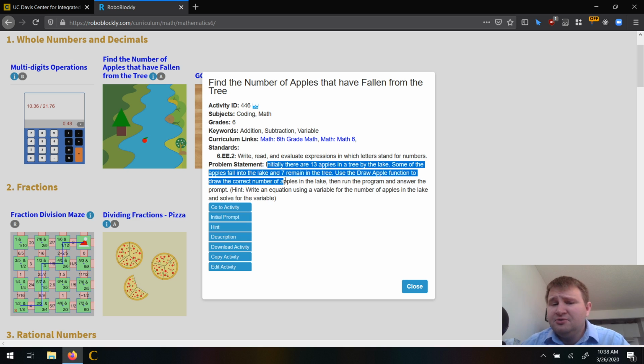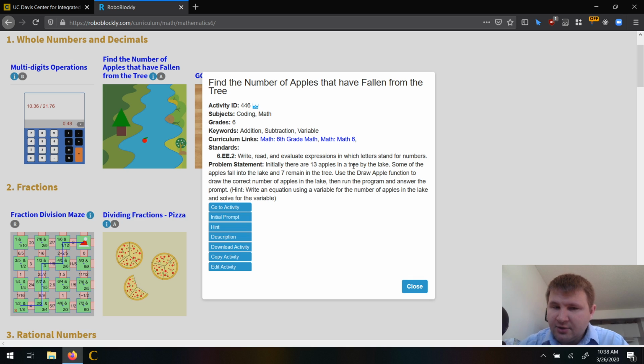And then it also shows you the initial problem statement. So it says initially there are 13 apples in a tree by the lake. Some of the apples fall into the lake and 7 remain in the tree. Use the draw apple function to draw the correct number of apples in the lake. Then run the program and answer the prompt. And then it also gives a little bit of a hint saying, write an equation using a variable for the number of apples in the lake and solve for the variable.